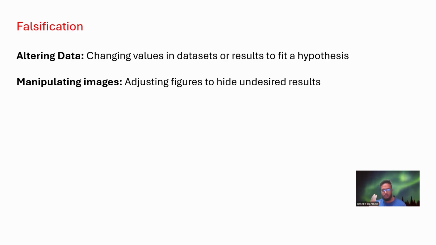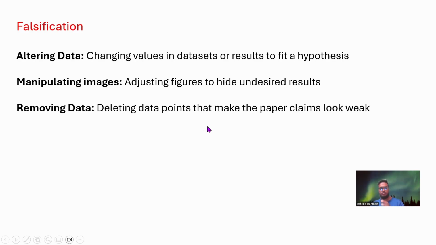That is also falsification. Talking about outliers, people often delete data points that make the paper claims look weak. Obviously, there will sometimes be some data in our experiments for which our method is not working well. So if we remove that experiment or that data, then that is also falsification.